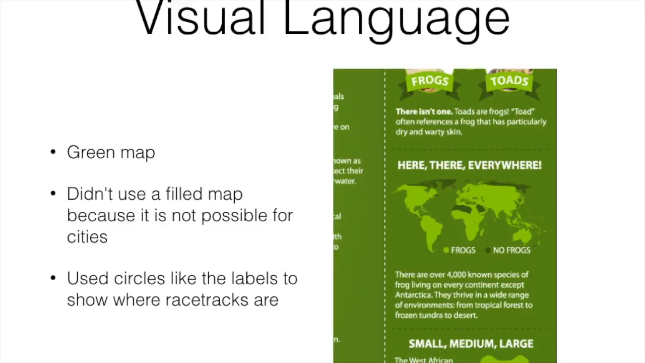So to bring in my visual language model, I used a green map. However, I did not use a filled map because it's kind of impossible with cities. You can't really do a filled map. So I used the same circles that they used here as the pinpoints of where my cities are. I had to do a little bit of adjustment there. I also added lines onto the outlines of the states because I felt it was important to be able to see where those were. So I had to deviate a little from my visual language model to make sure my message was clear.